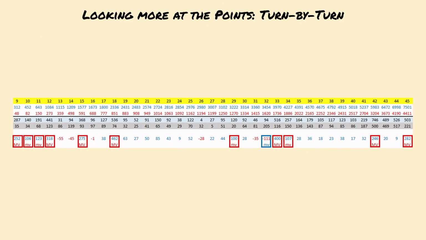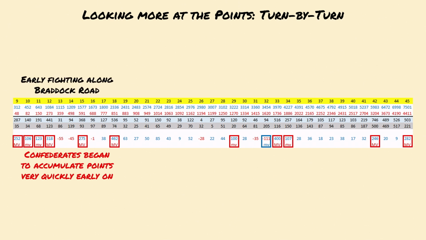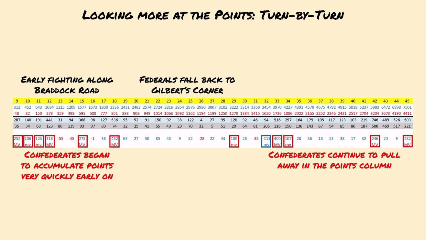Looking at the points a little bit more in depth, you can see that the Confederates began to accumulate points very quickly early in this battle. And this was during the early fighting along the Braddock Road. Jackson's corps was attacking McDowell's corps, and also the Federals were making the mistake of putting their cavalry in the front lines. And that allowed the Confederates to gain a lot more points than they otherwise might have. The Federals then fell back towards Gilbert's Corner, and a lull occurred about midway through this battle. But then the Confederates began to pull away in points once more after the fighting renewed south of Gilbert's Corner.